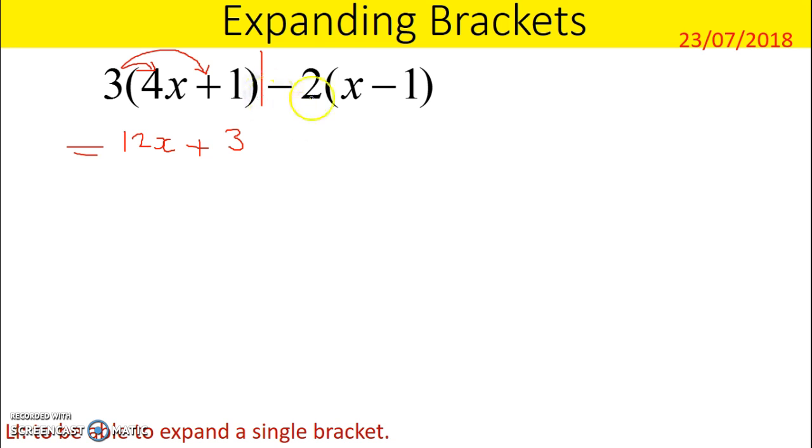So now here, minus 2 times x, let me draw my arrows first. Minus 2 times x is minus 2x over here. And minus 2 times minus 1, remember negative numbers, will give you positive 2. So for this bit, you will get 1 mark in the exam for expanding brackets using the same skill.